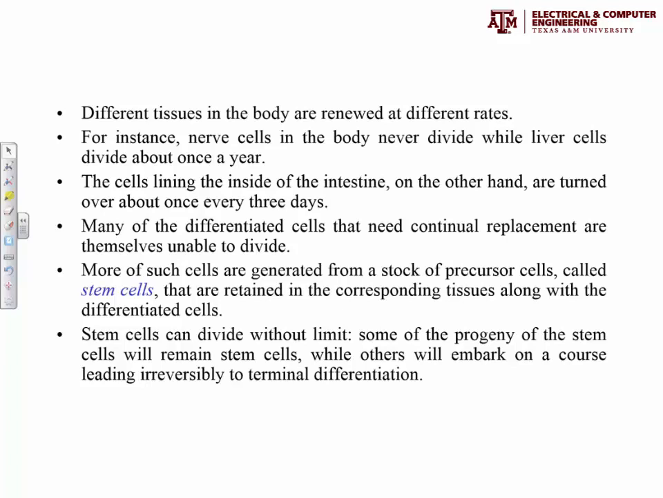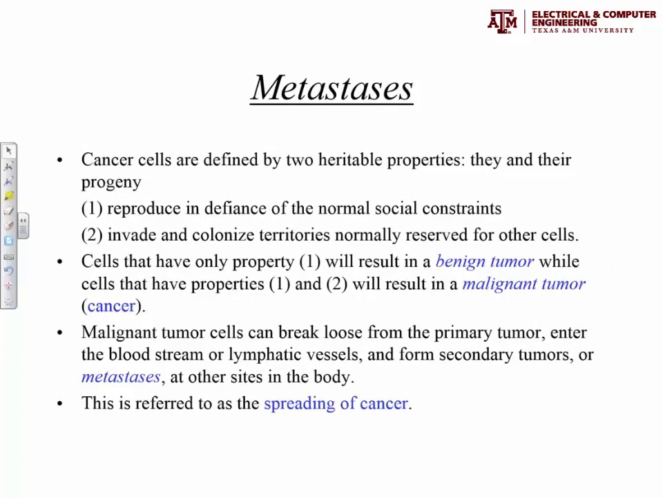So this is like whenever more new cells are needed, then they will be produced from the stem cells, okay? And then these will be differentiated, and some of them will be stem cells, all right, for future use, okay? Some cells are being used right now, some others are basically the reserve for future use, for generating cells for the future. So stem cells can divide without limit. Some of the progeny of the stem cells will remain stem cells, while others will embark on a course leading irreversibly to terminal differentiation, so to producing the cells and tissues that are needed at that point in time.